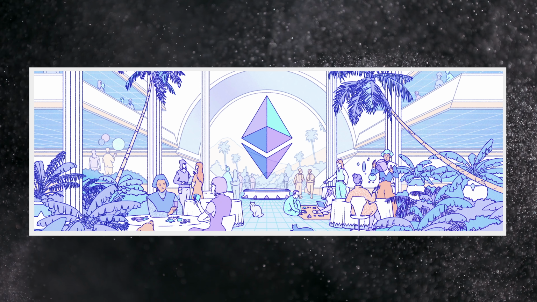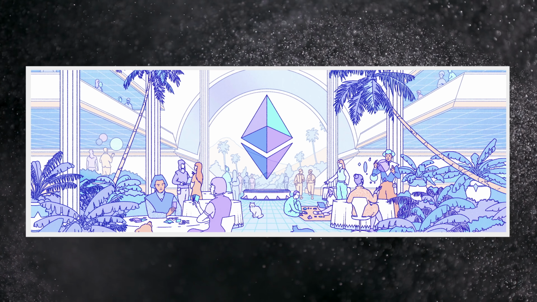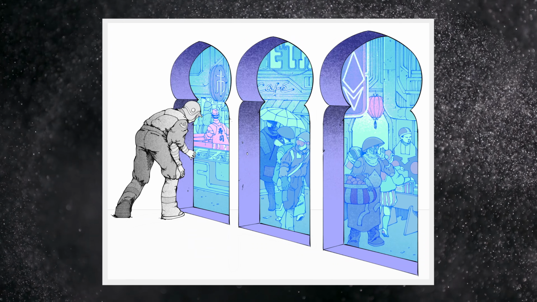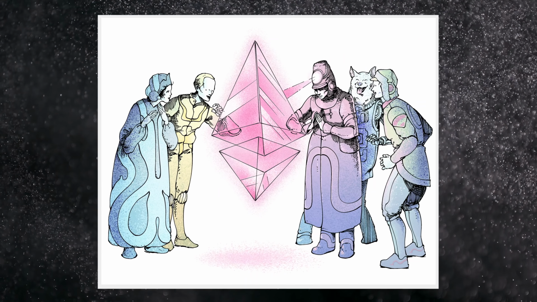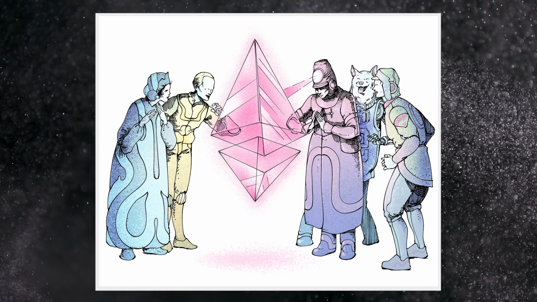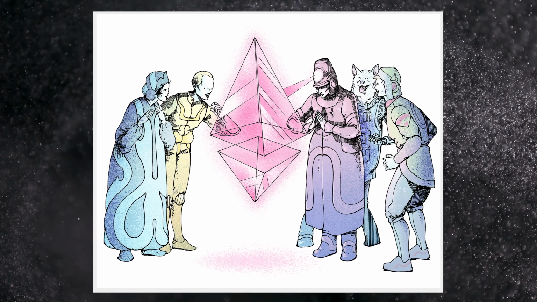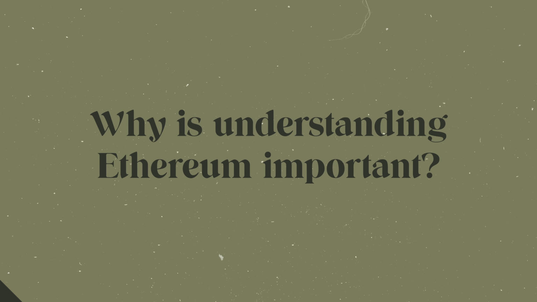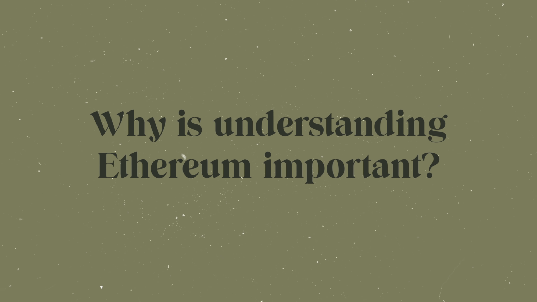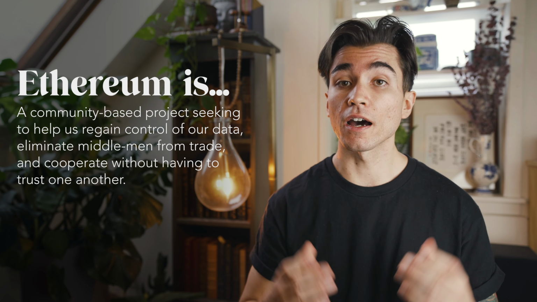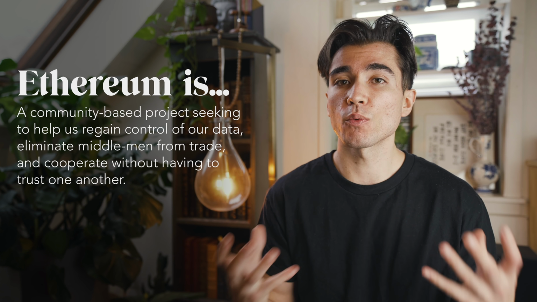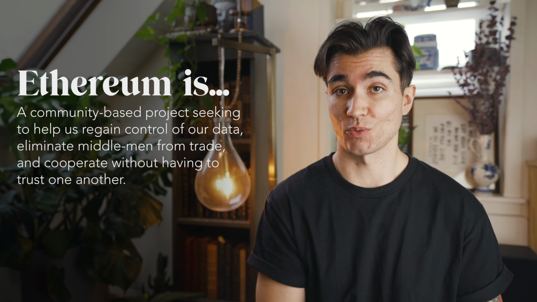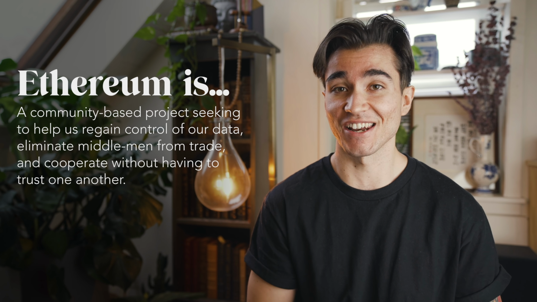I find the illustrations done on ethereum.org both beautiful and helpful to imagine the distant future that they're picturing. Clearly, these are artistic and abstract creations, but nonetheless represent the ideal essence of the ambitious goal the Ethereum network is seeking to achieve. Ethereum is a community-based project that's trying to allow us to regain control of our data, eliminate all middlemen from trade, and allow us to cooperate with one another without having to trust one another. Remember, I said it was ambitious.